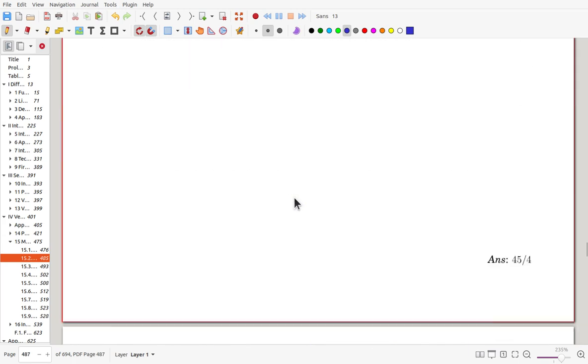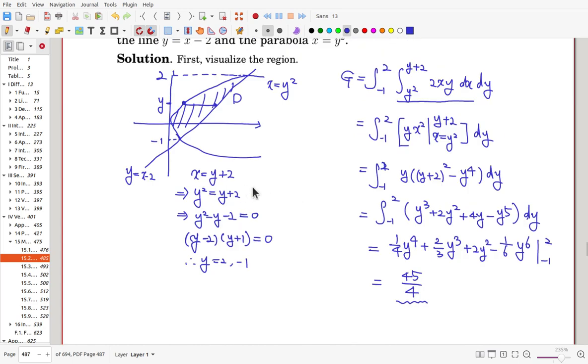Now let's go back to this problem. The same for this one. Y is moving from -1 to 2, and for each y, bottom x, top x, and in this way we are accessing the domain. Of course, for this problem, you can access the domain vertically. But if you try to do that, then x is moving from here to there.